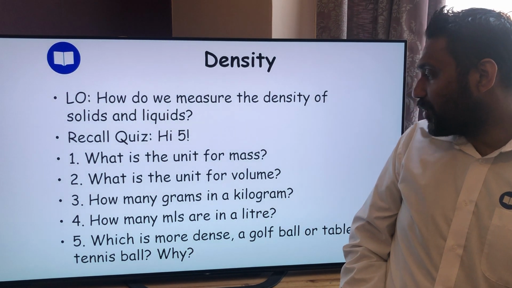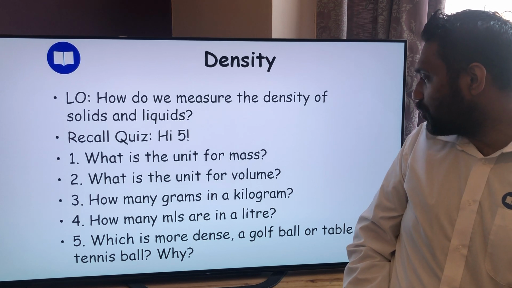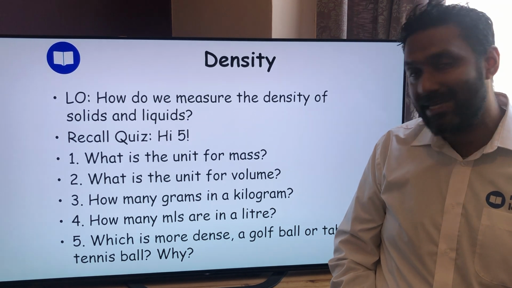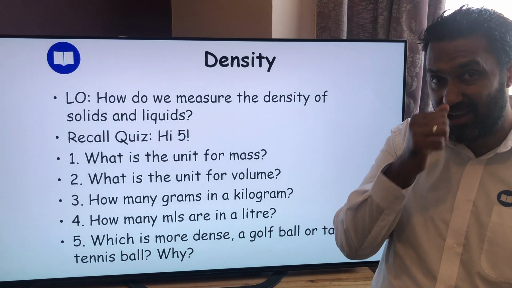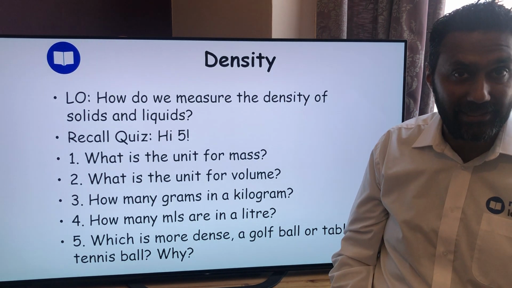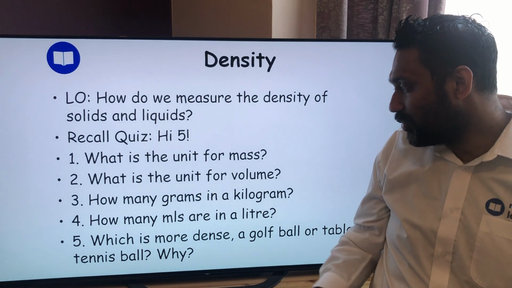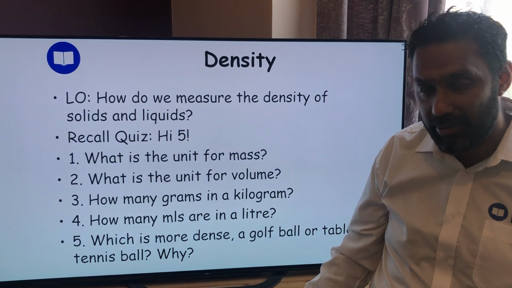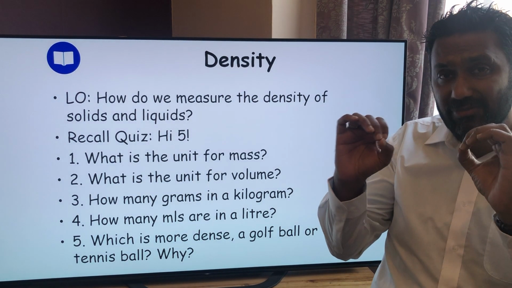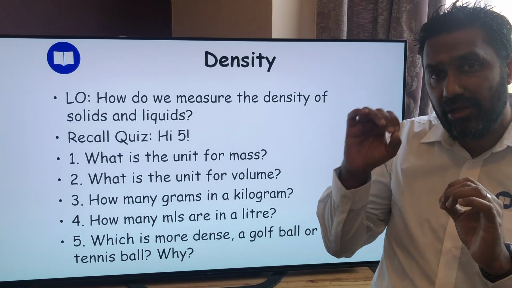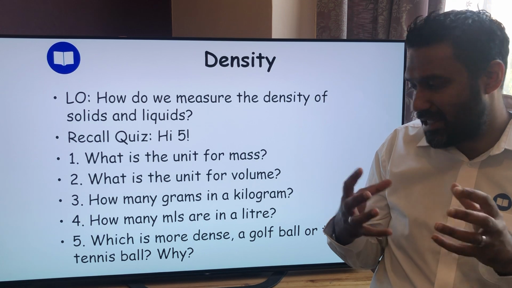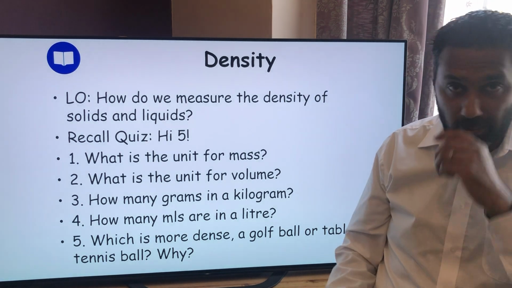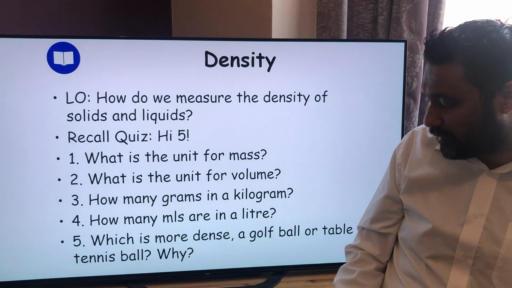And the last one, which is more dense, a golf ball or a table tennis ball? Well, it's the golf ball, obviously. Why? Because you probably just say it's heavier, and that's true. A golf ball is heavier than a table tennis ball, a ping pong ball. They're the same size, but the golf ball is heavier and therefore it's more dense. So it's to do with how packed the particles are, but we'll come back to that because I've got to put a little starter question for you.